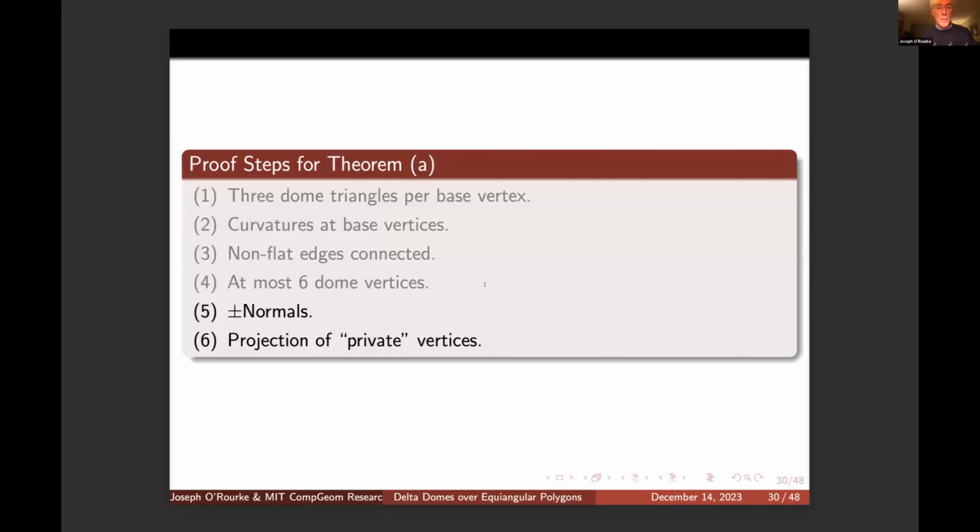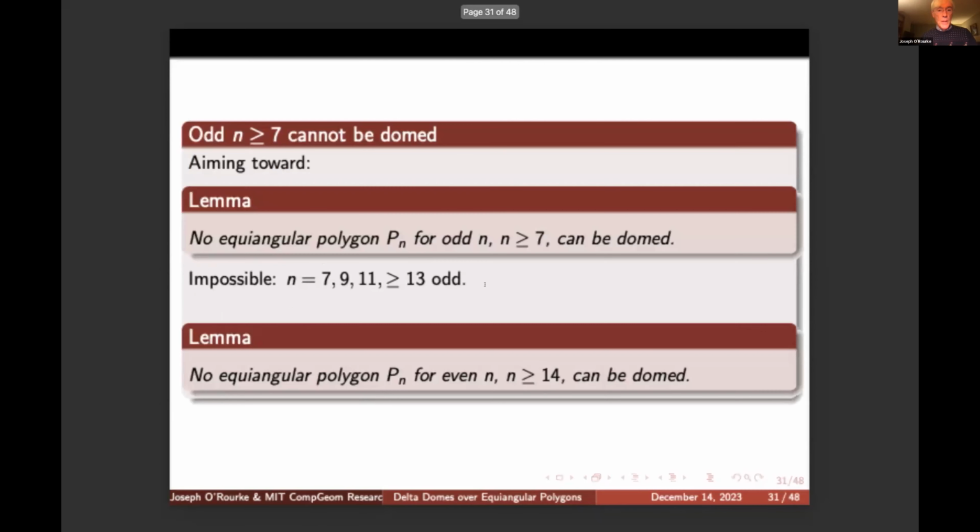And now we're going to move to a more geometric argument, in particular this plus and minus normals, and then the projection of private vertices. And this will complete the steps for the A part of the main theorem. Okay. Now, we're aiming toward proving that no equiangular polygon for n greater than or equal to 7 can be domed for odd n. So first we want to handle all the odd n, and then we're going to handle the evens, which will come very easily after the odds.